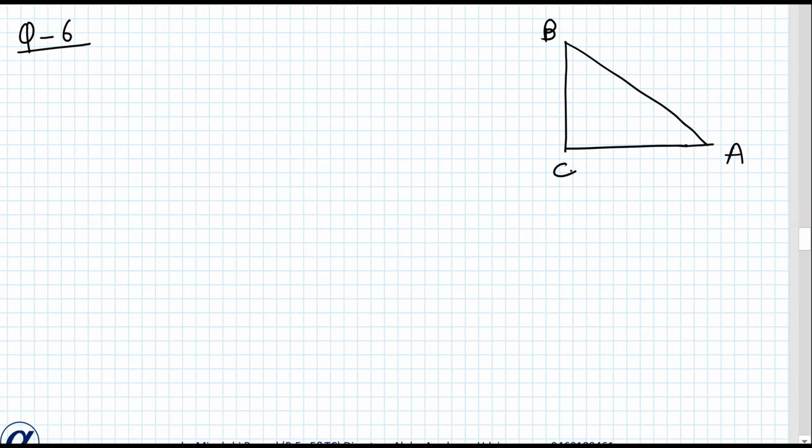Question number 6. A and B are two acute angles in a triangle, such that cos A equals cos B.